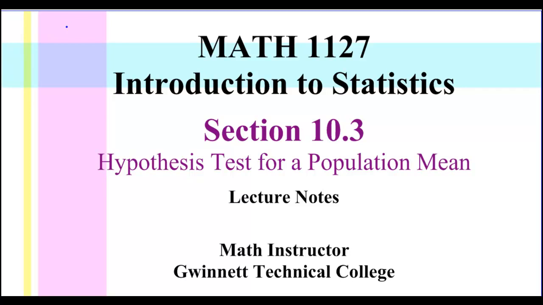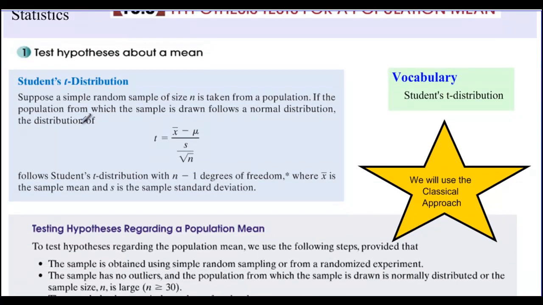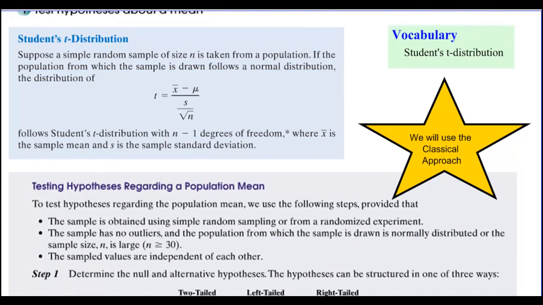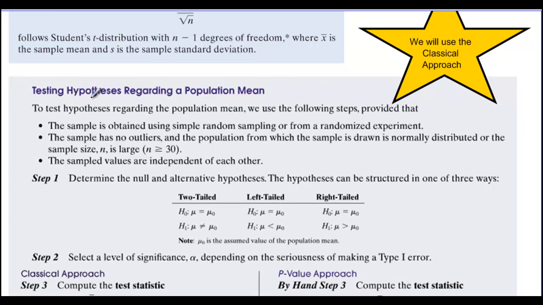All right, so for section 10.3, we're going to talk about hypothesis tests for a population mean. We're going to be using the student's t-distribution again. As a reminder, t equals x bar minus mu over s divided by the square root of n, and we're going to be using n minus 1 degrees of freedom. We're going to come back and talk about this more as we progress through, but I want to go through just the general ideas of testing hypotheses regarding a population mean.